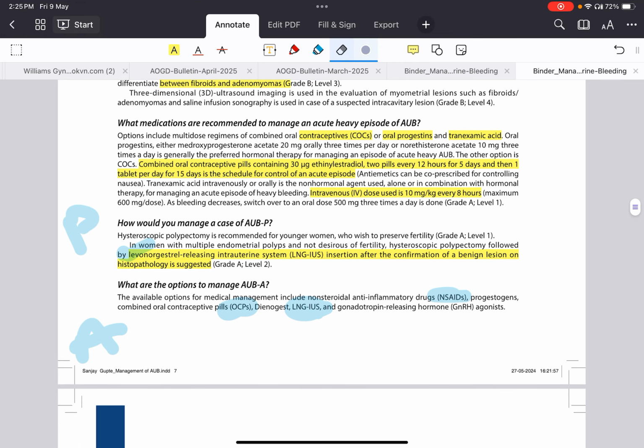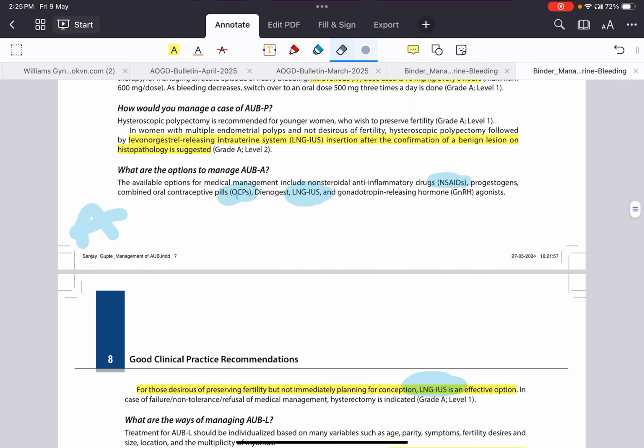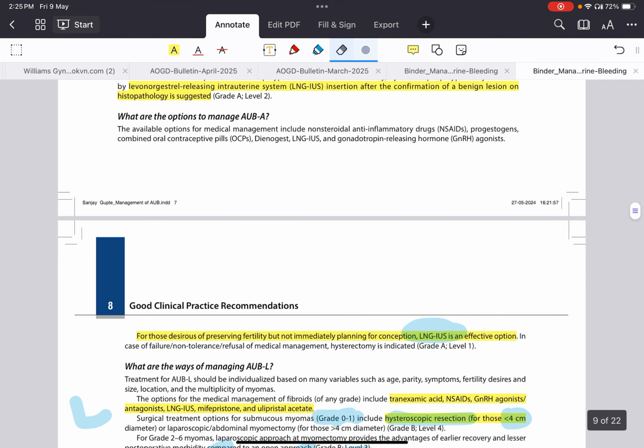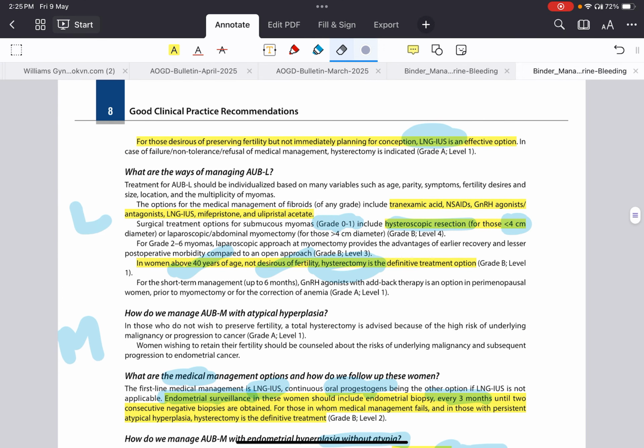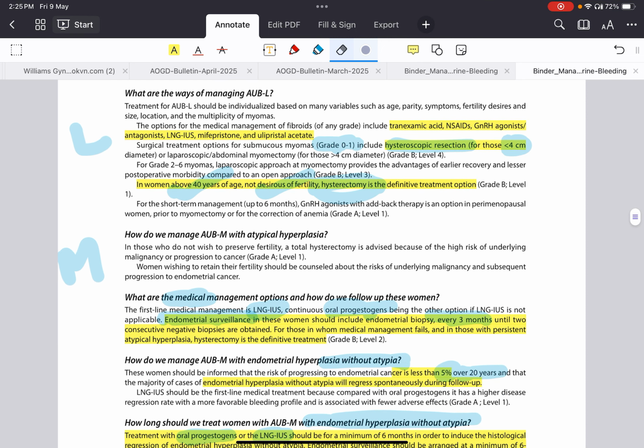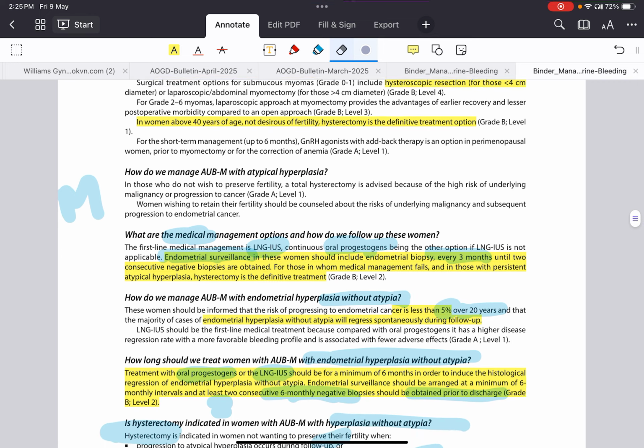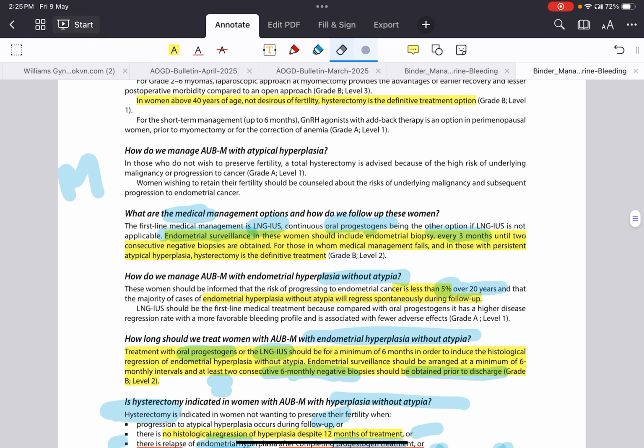Then the first is polyp. For polyp you'll go for removal and LNG-IUS insertion. For adenomyosis you go for NSAIDs, oral contraceptive pills, danazol and LNG-IUS. If she doesn't want fertility, or wants to preserve fertility and doesn't want to conceive immediately, then LNG-IUS is the most effective option. For leiomyomas, for grade 0 to 1 and less than 4 centimeter, you go for hysteroscopic removal. For women more than 40 years, not desiring fertility, hysterectomy.